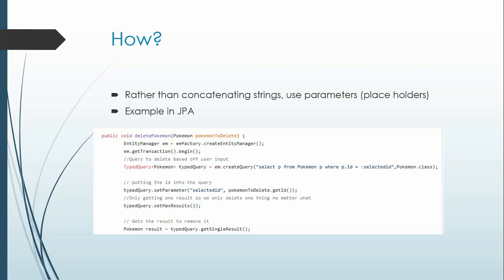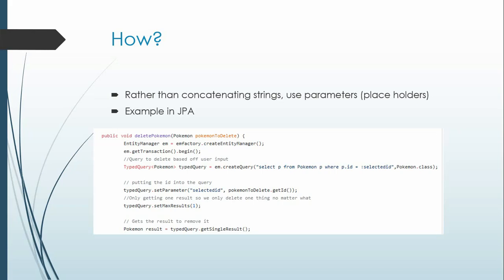So now we know what it is and why we do it. We have to understand how. And if you've been taking Java 2, you've been doing it even if you don't realize it. Pretty much, rather than concatenating the strings together, so rather than writing out select star from and then doing a plus whatever you want, use parameters or placeholders. I have an example from the mini project two weeks ago where we had a Pokemon database.